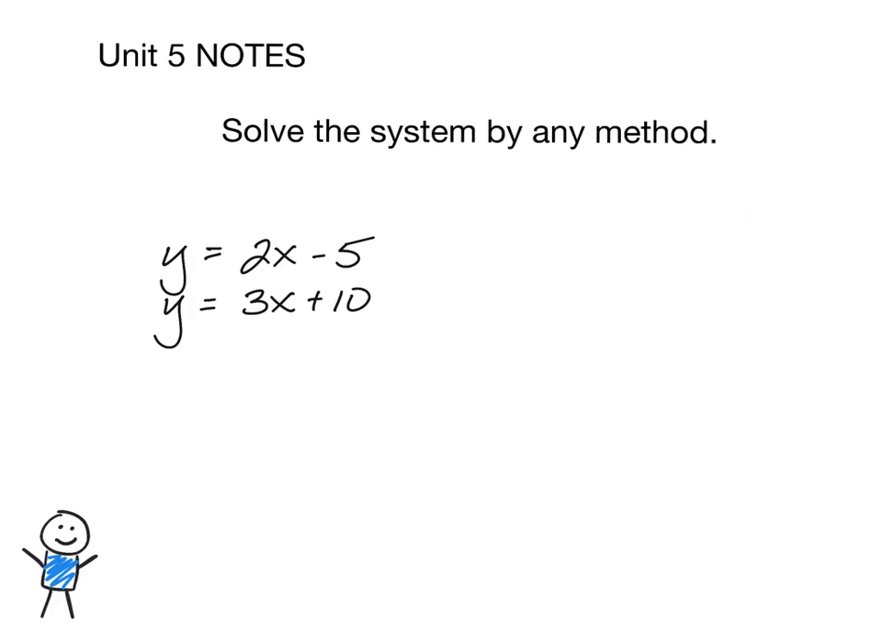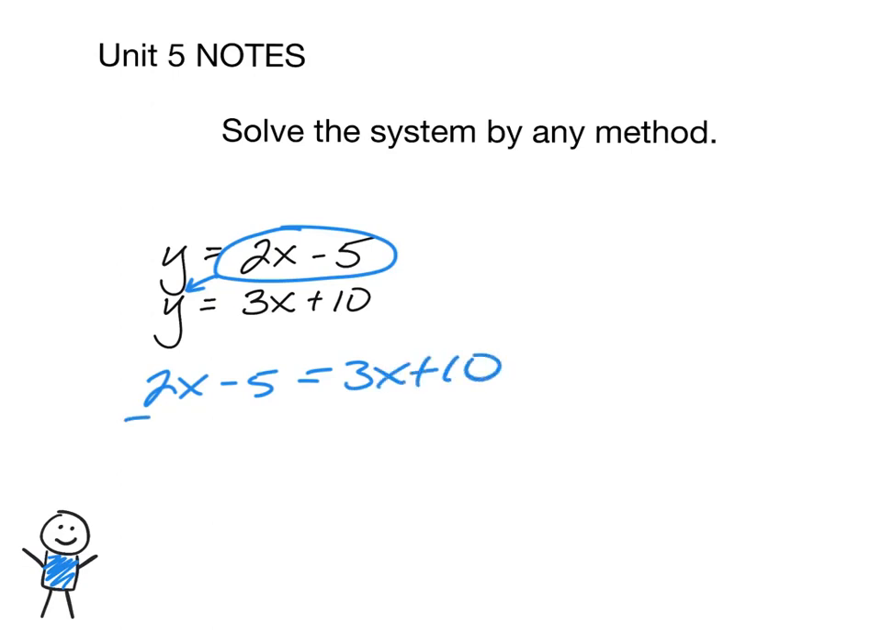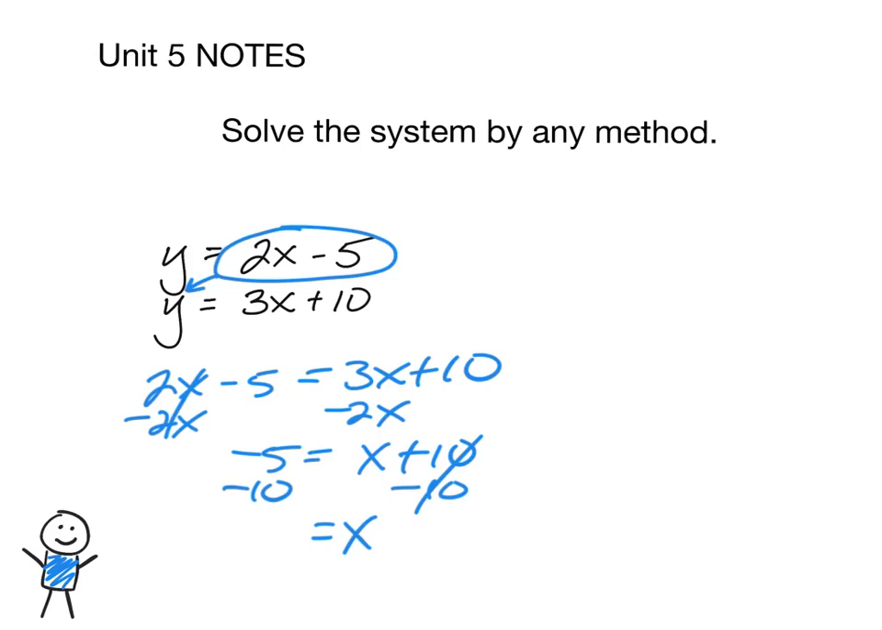I'm going to choose substitution in this case because of that very high y-intercept value, making it more complicated to graph. So I know that y is equal to 2x minus 5. I'm going to substitute that in place of y in my second equation. And then I am going to solve this for x. We'll subtract 2x from both sides to get those on the same side. Negative 5 equals 1x, or just x, plus 10. And I'll subtract 10 from both sides to isolate my x, giving me a value of negative 15 for x.